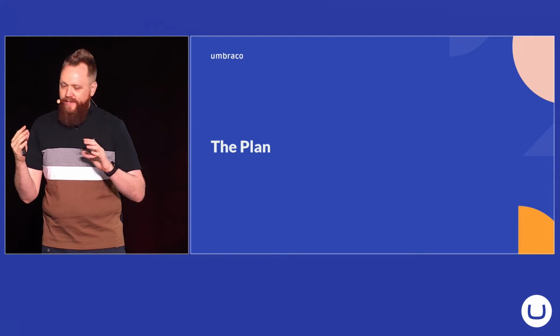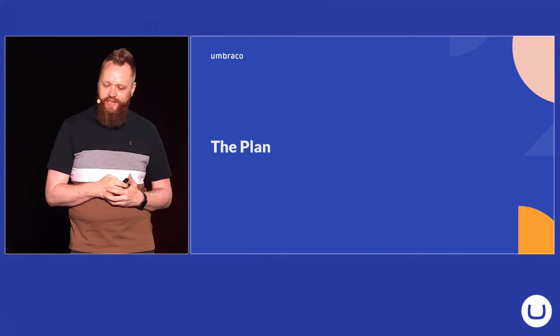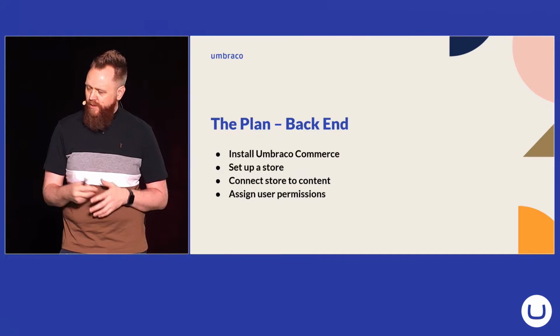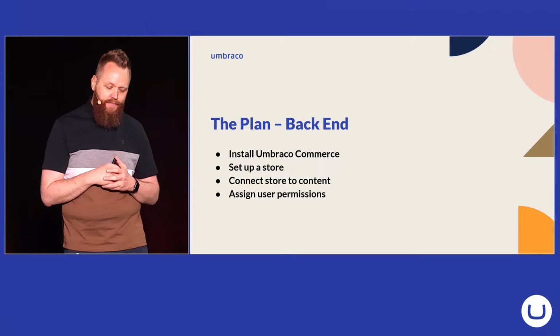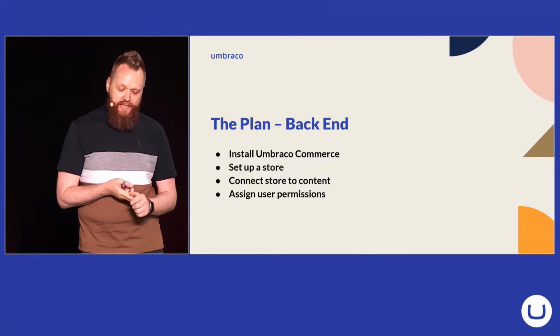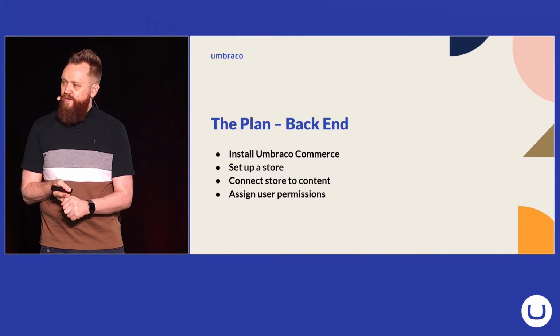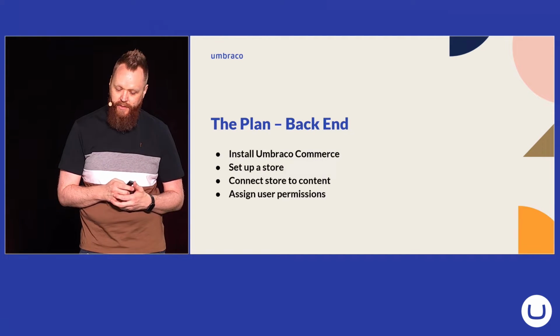So the next thing we need to do is just build a plan. How are we going to actually implement this in such a short time frame? So we're going to split this into two. There's a back-end plan, or a back-office plan. So the steps that we're going to implement are: install Umbraco Commerce, set up a store, connect that store to the content, and then assign some permissions so we can actually access this.